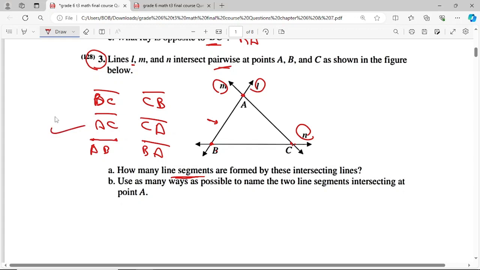Now number B, use as many ways as possible to name the two line segments intersecting at point A. So here I have to name the line segments. This is a line segment and this is a line segment. So I can say AC, AB, or I can say CA or BA, same. These segments are intersecting at point A.